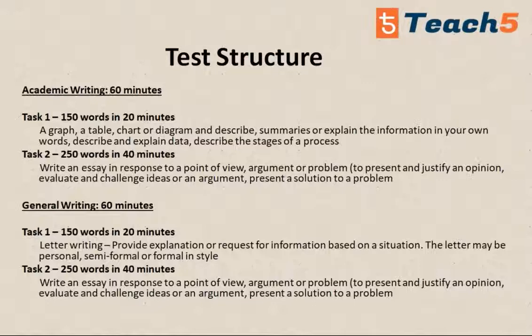For academic, the first thing you will be doing is task 1, wherein you're expected to write about 150 words. What are you supposed to do in task 1? In task 1, you would have to summarize particular information. There will be a graph or a table or a chart or a diagram given. You need to describe, summarize and explain the information in your own words. For this task, you need to keep aside 20 minutes.